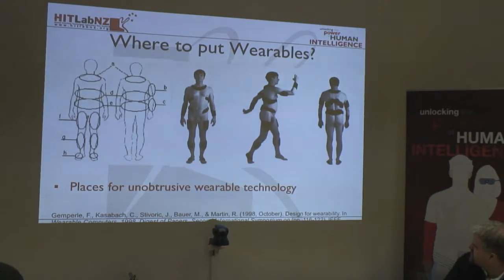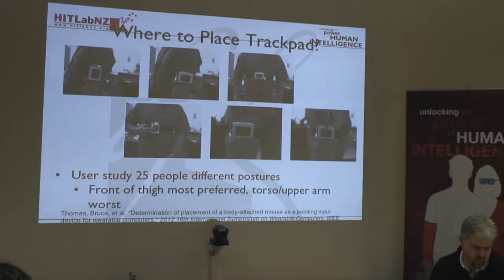They asked people where they wanted to put different types of technology, and they identified these particular areas: on the head, around the neck, forearm, shin or foot, or around the waist for carrying some weight. There's a study also done on where to place a trackpad, and they asked 25 different people where to put a trackpad for user input. Most people preferred the thigh, or the upper arm, or torso as well. Sorry, the thigh was preferred, but the upper arm was one of the worst places.